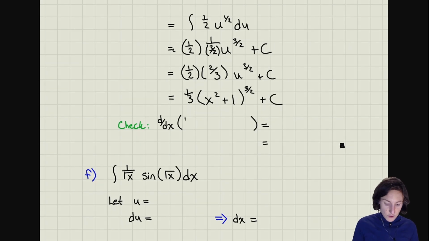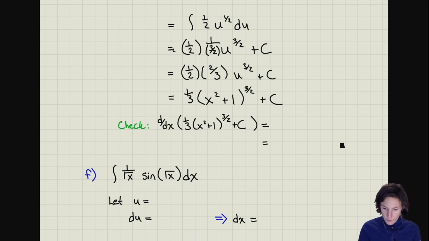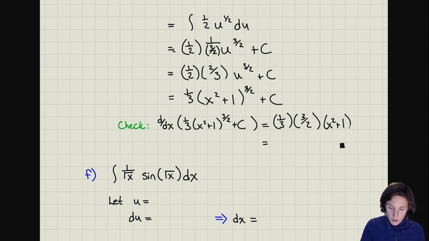Now let's do a quick mental check. 1/3 x squared plus 1, 3 over 2 plus c. Derivative of the constant goes away. By chain rule, I'm going to have 1, 3. Bring down that 3 over 2. Then I'm going to have x squared plus 1. Subtract 1 from the exponent. Multiply by the stuff inside my brackets, the derivative of that, which is just 2x.